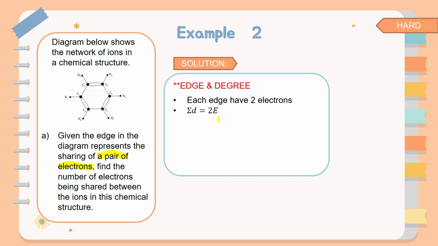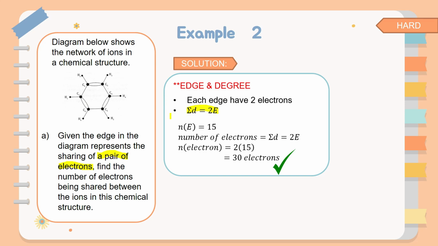So we calculate the number of electrons by using this formula. Do you know what formula this is? The sum of degree. Yes, sum of degree. In the first chapter, Introduction of Network in Graph Theory, you have met this formula, which we call the sum of degree.